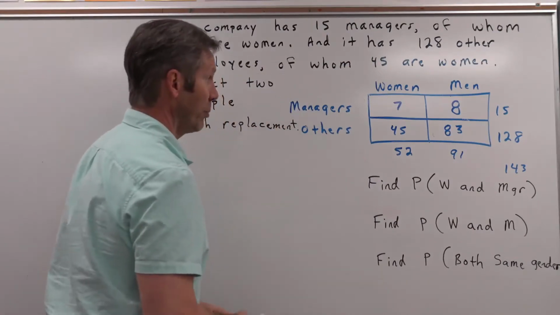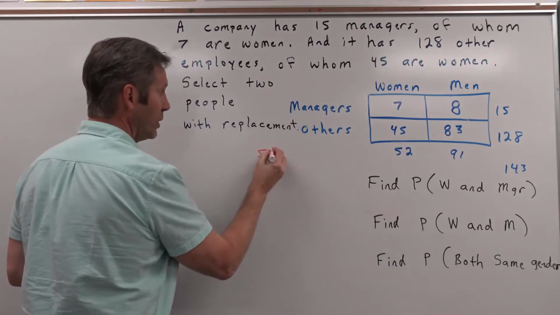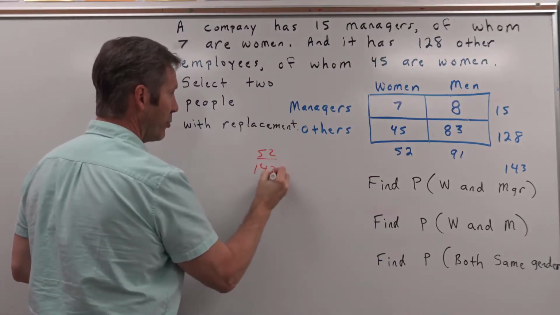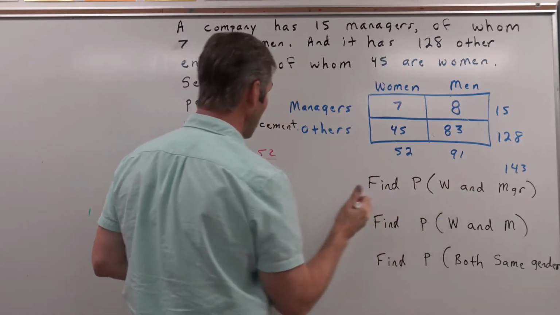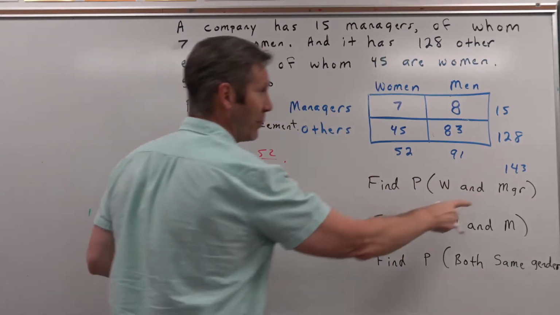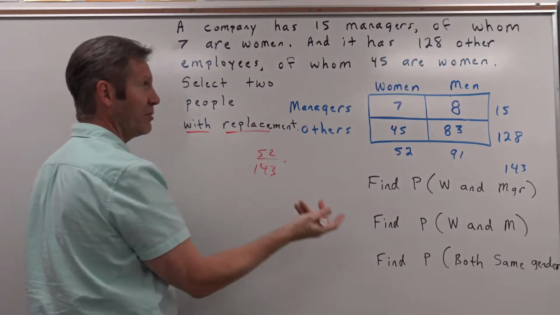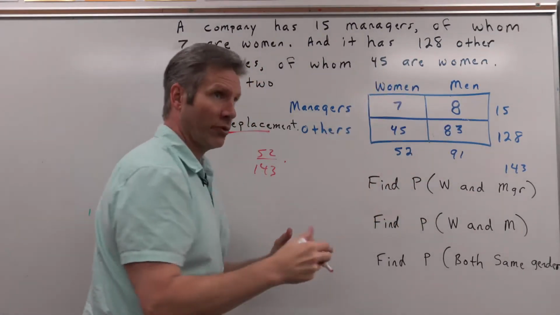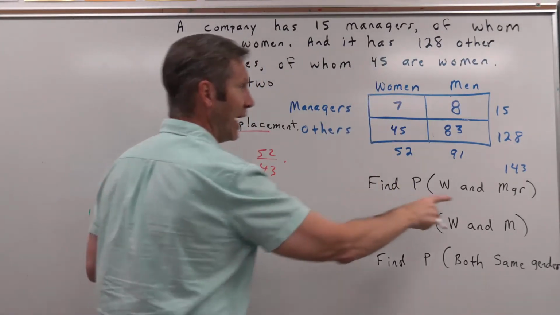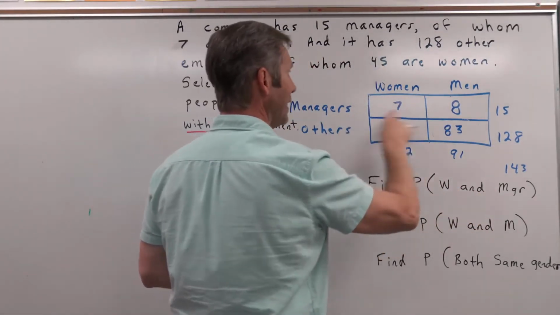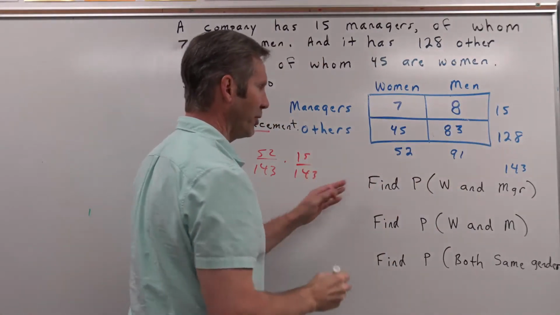And so the probability here is, first we get a woman. That probability is 52 out of the 143. Remember, the word and, when we select more than one thing, means multiply. So we're going to multiply that by the probability of getting a manager. Now the problem says we're doing this with replacement, so whatever woman we take, whether she was a manager or not, goes back into the sample space. So now the probability of getting a manager is 15 people out of 143. So that's the first probability.